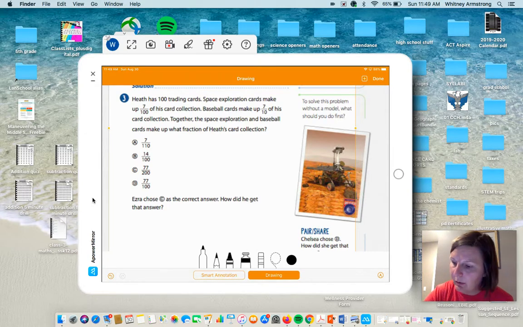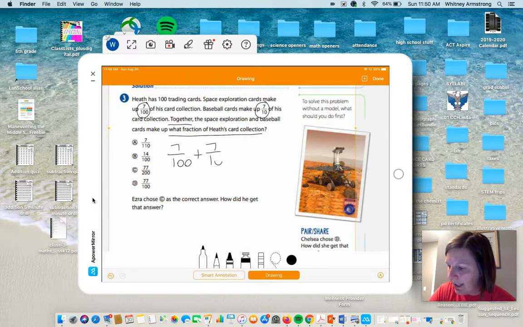Okay, so let's look at this. We have 7 hundredths and 7 tenths, okay? So I know it says together they make up what fraction of Heath's card collection. So together, I know I'm going to add those together. So I have 7 over 100 plus 7 over 10. Again, my denominators don't match, so I have to fix that. So I'm going to make this into 100. So now I have 7 over 100 plus 7 times 10 is 70. 10 times 10 is 100.